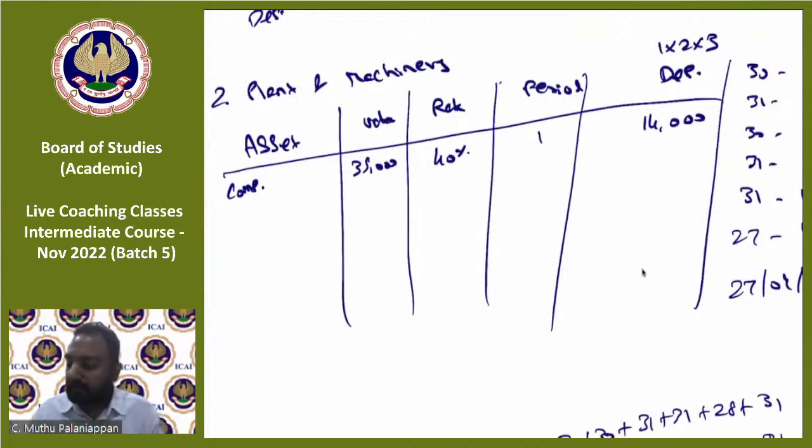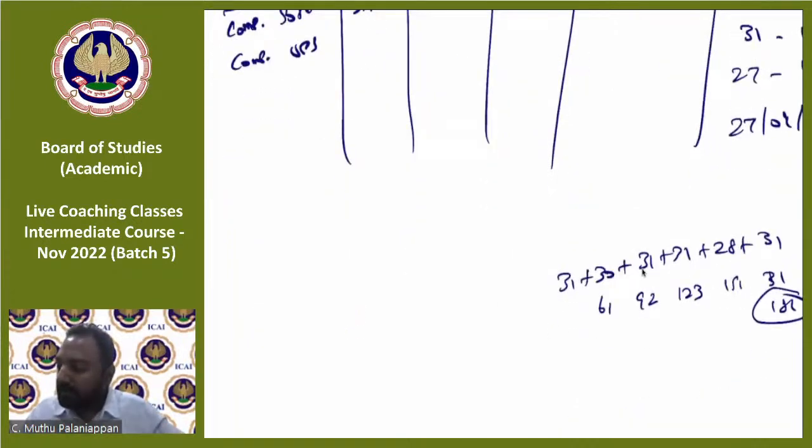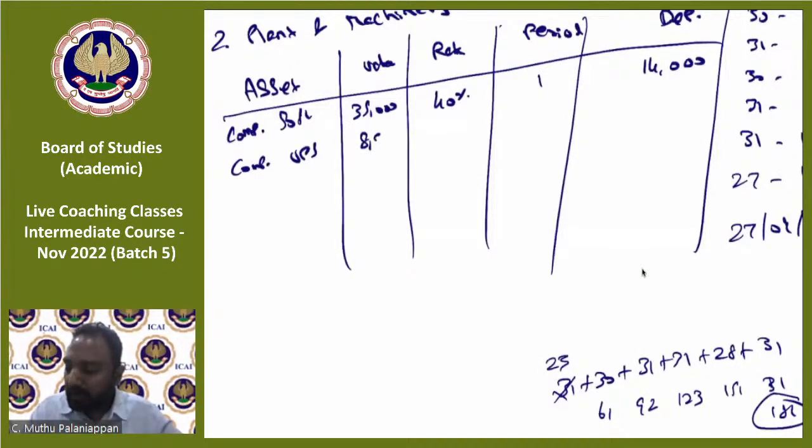Next asset that we are talking about is computer UPS. For computer UPS, it is on 8th October. When you say 8th October, you are left with only 23 days, so when you reduce 8, it becomes less than 180 days. So which means only 50% depreciation is allowed. So 8,500, 40% is the rate. It is only for half period, correct? So it is 20%. So 8,500 into 40% into 0.5 is 1,700.